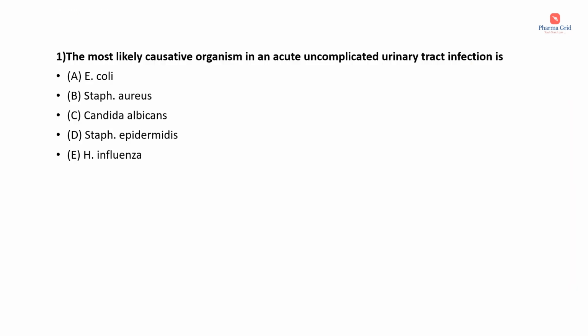So the first question: the most likely causative organism in an acute uncomplicated urinary tract infection is, the options are E. coli, Staphylococcus aureus, Candida albicans, Staphylococcus epidermidis, then Haemophilus influenzae. So in the question they have asked us about the most likely causative organism in an acute uncomplicated UTI.